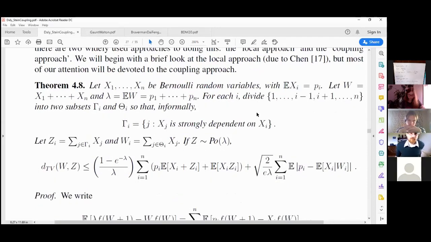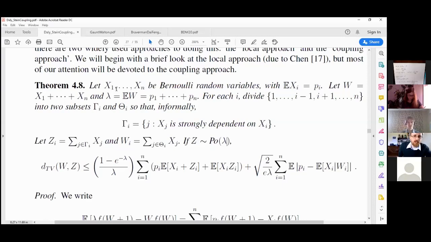So same setup in that I've got Boolean random variables, which are now allowed to be dependent. Xi has mean pi, W is the sum, lambda is the sum of those pi's, and Z is a Poisson with the same mean. So one way I can formulate results, and this is a relatively natural way, is to do something similar to what we did in the Gaussian case.